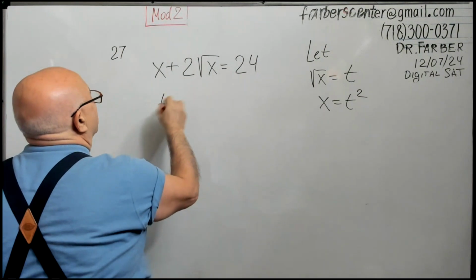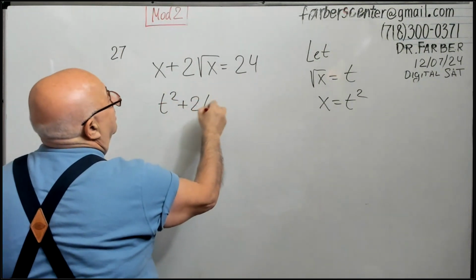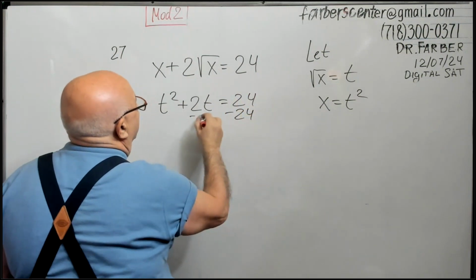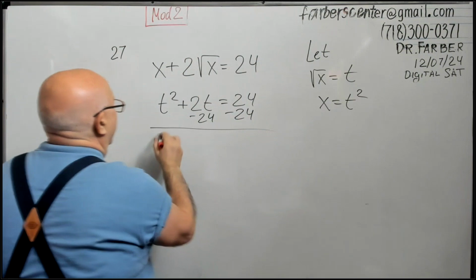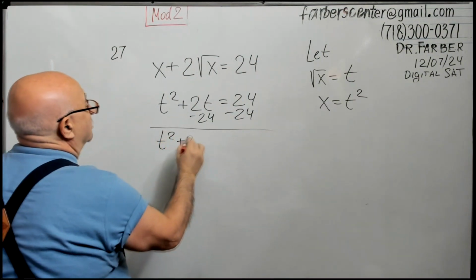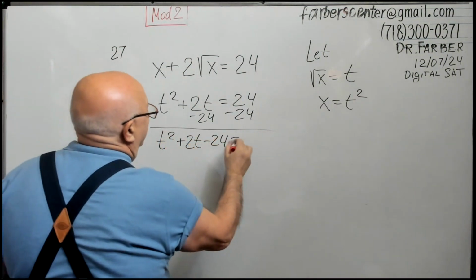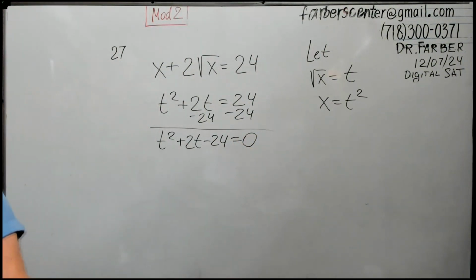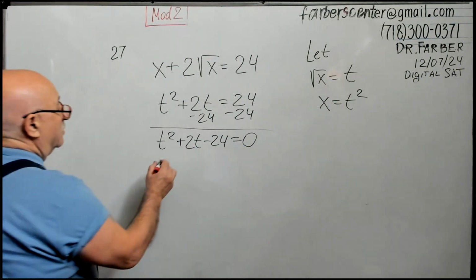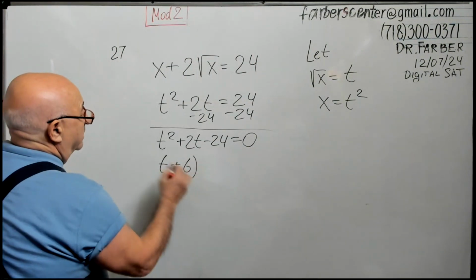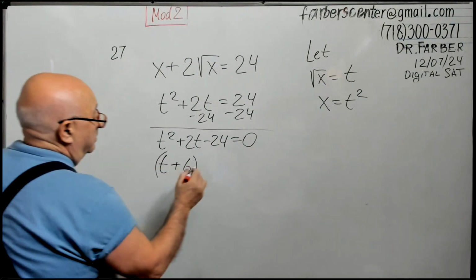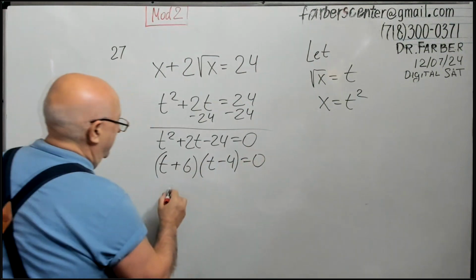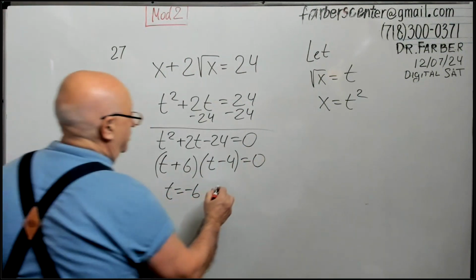And this will be t to the second plus 2t equals 24. Minus 24 and minus 24. I have t squared plus 2t minus 24 equals 0. Right? Any questions so far? (t plus 6) times (t minus 4), François Viète factorization. And t equals negative 6 or t equals 4.